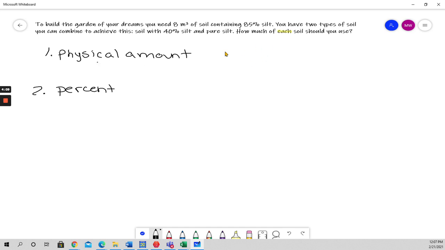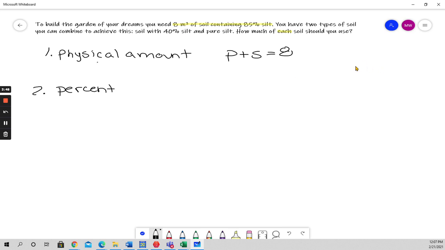So with my physical amount, I'm going to say that P plus S equals 8. And then simply it's going to be pure silt and then just the soil silt. Now, what this also tells us is that we need 85% of that to be silt. So we need 85% of 8.